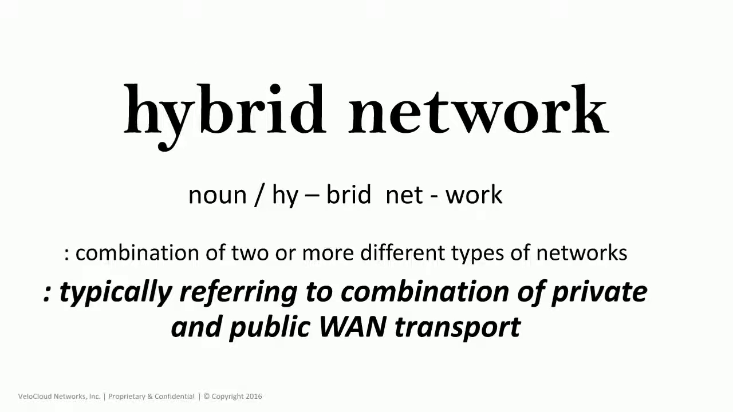So it's basically a combination of two or more different types of networks. However, in our WAN context, I think it typically refers to a combination of a private and public WAN transport. So basically, in a lot of cases, a T1 circuit into an MPLS service, and with the addition of broadband internet transports.